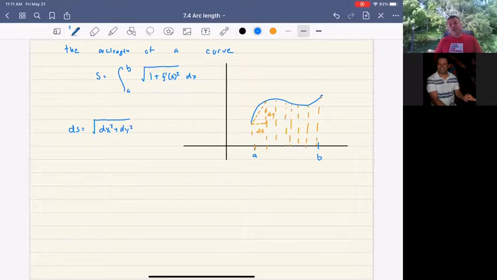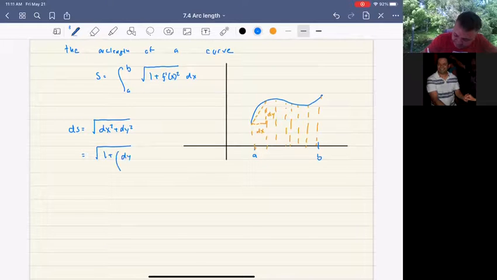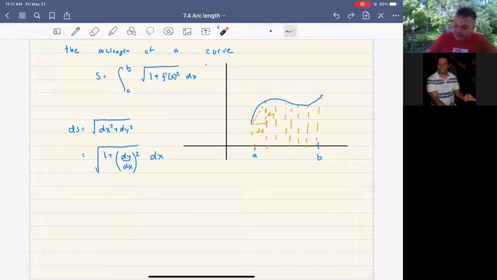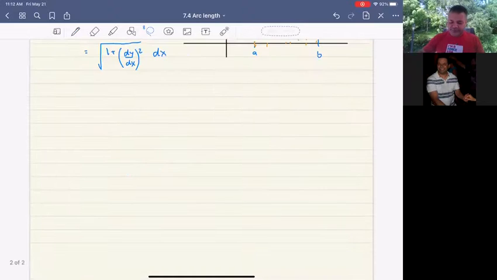Okay? So now what we're going to do is pull out the dx squared. So that means we're going to get the square root of 1 plus (dy over dx) squared. Let me make that square root a little bigger. And then dx. Okay? And this is what we're integrating. All right, so that's where it comes from. And again, it's one of these sort of critical ideas. Don't sleep on it. Okay?